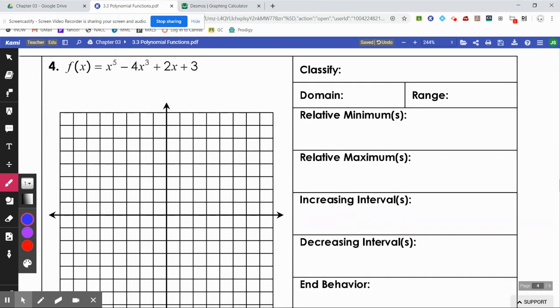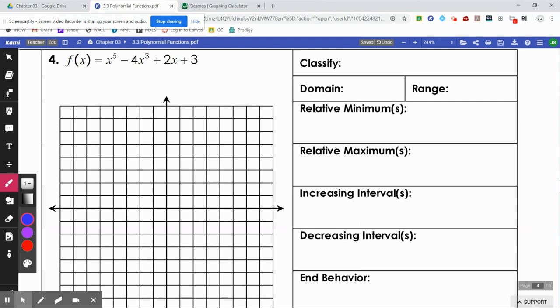Okay, number 4. First off, this is an x to the 5th graph, so therefore that would be a quintic graph, a quintic polynomial. The domain, as always, would be negative to positive infinity. Since it's an x to the 5th power, it's an odd, so it will follow the same end behavior as x to the 1st power, since it's a positive out front.